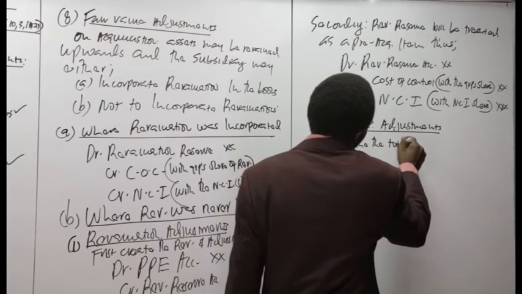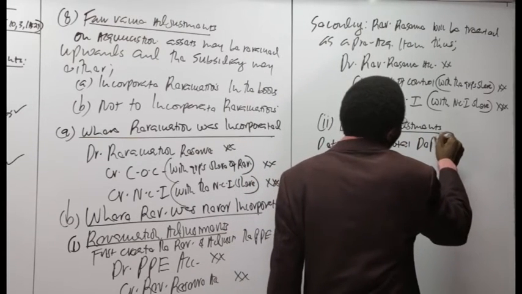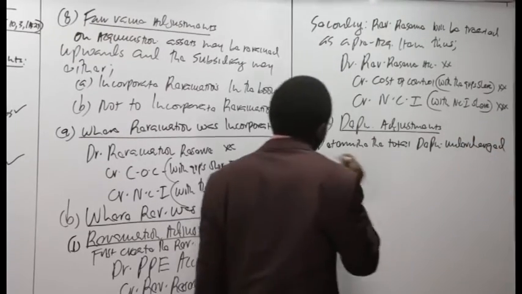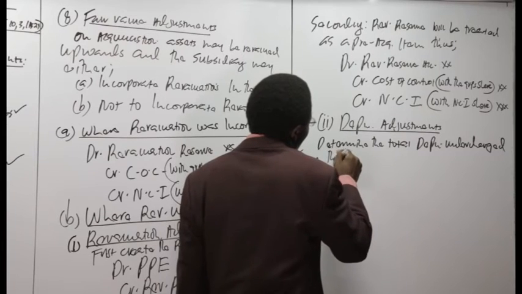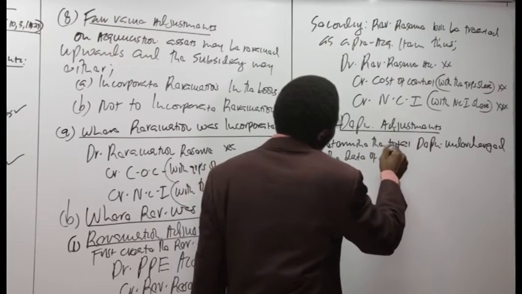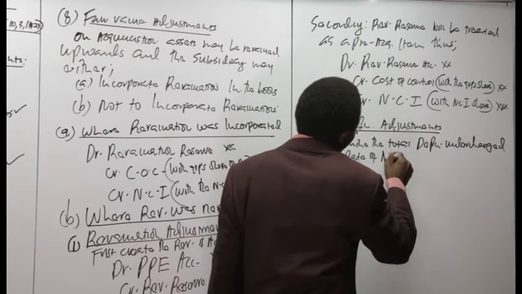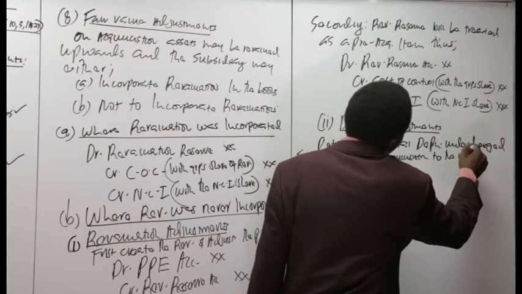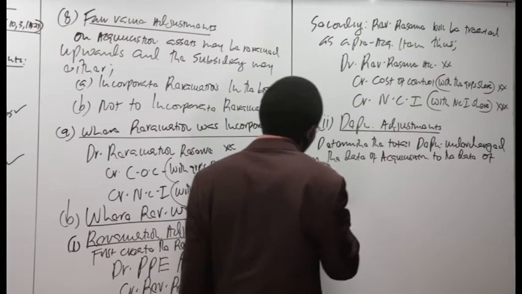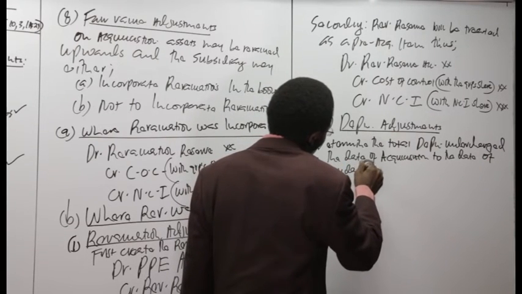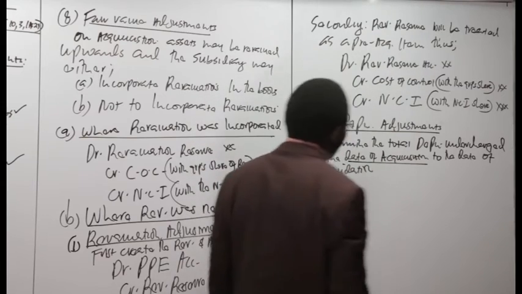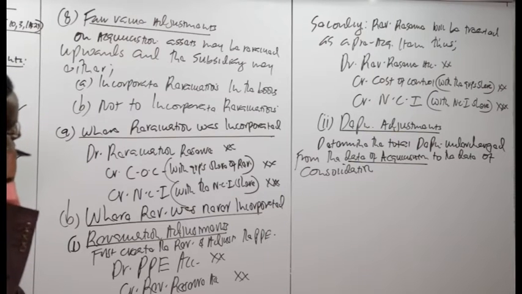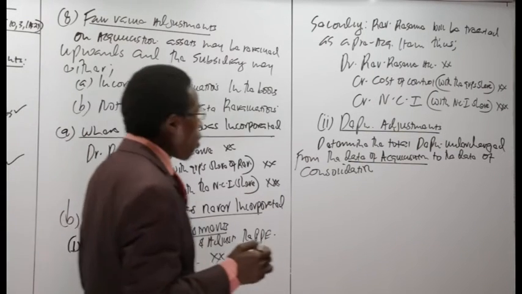the total depreciation undercharged from the date of acquisition to the date of consolidation. Remember, the date of acquisition is the date when we acquired the subsidiary to the date of consolidation. Very important there. So how do you go about it?